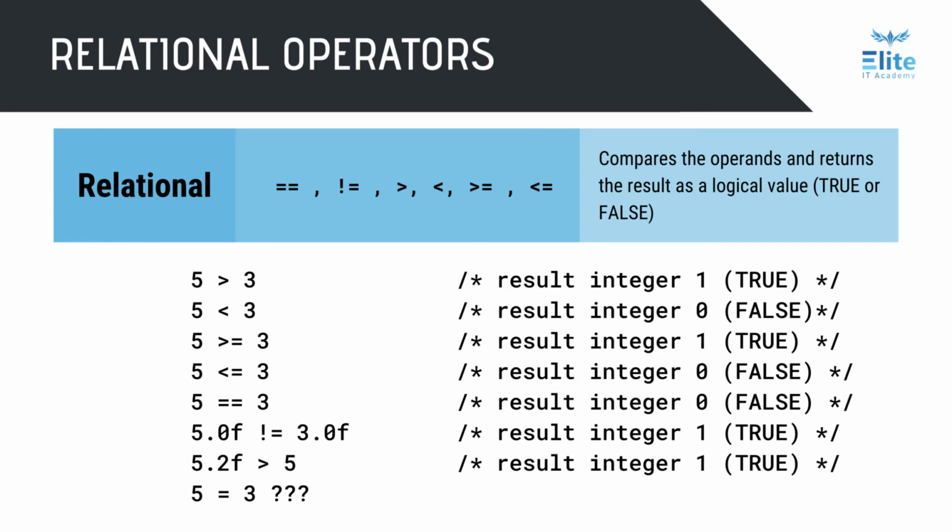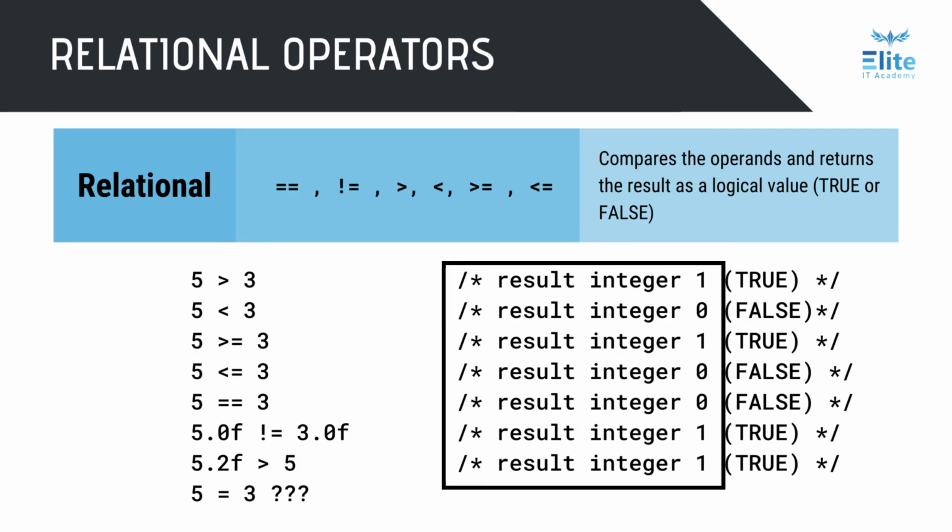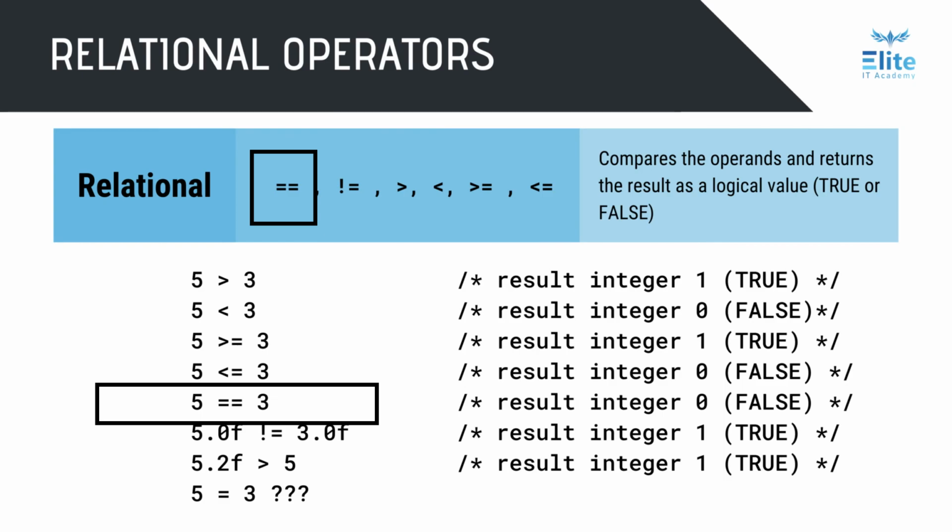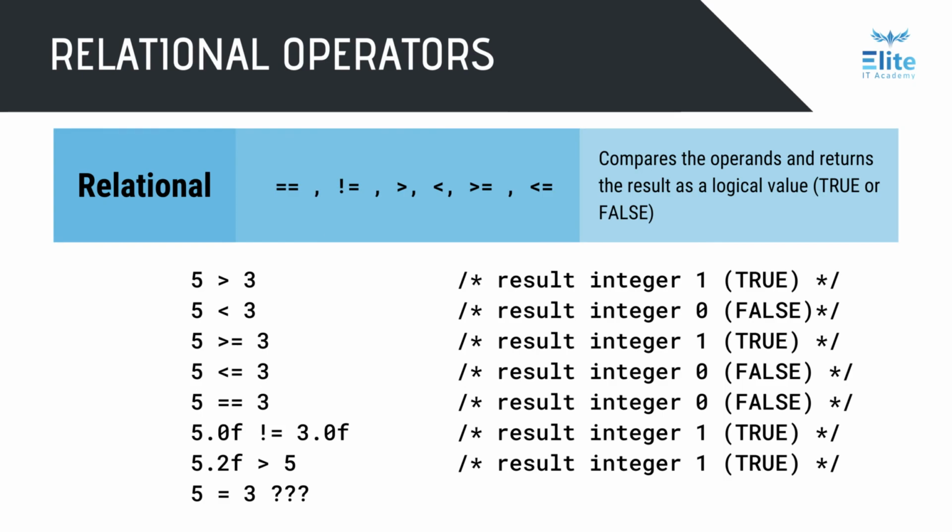Note that the result of each operation is an integer value of 1 or 0. Also note the relational equality operator with two equal to signs. This is unlike the assignment operator, which has a single equal to sign. New programmers often mix up the two. The last example shown here would throw a compiler error because the left-hand side operand is not a variable.